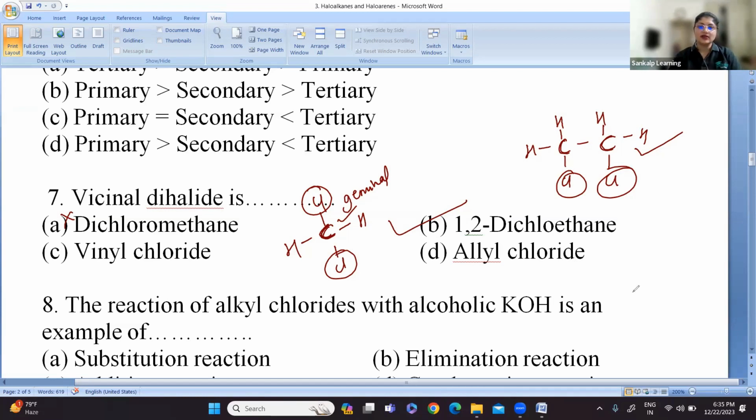Allyl halides means the halogen atom is attached to an sp3 hybridized carbon, which is next to a carbon-carbon double bond. So this is also wrong.